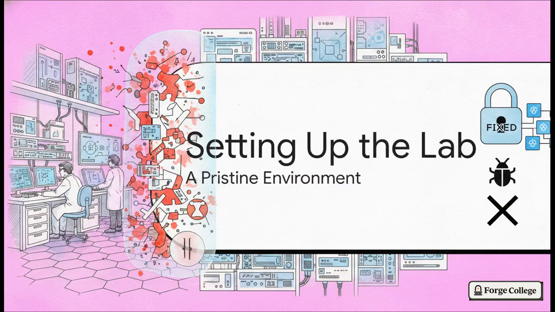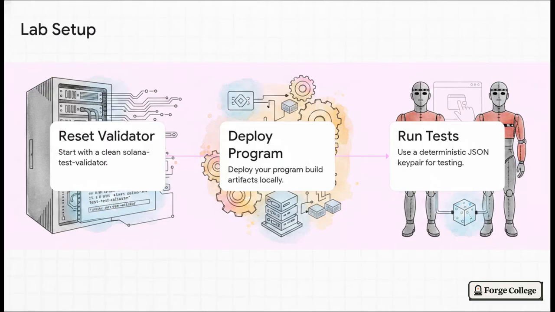Section 1. Setting up the lab. To troubleshoot our dApp effectively, without all that random network variance muddying up the waters, we need a pristine, sterile lab setup. Here is the blueprint for that. Step 1, you're going to want to start with a clean, freshly reset local validator. We want completely local deterministic behavior here. Step 2, deploy your program build artifacts locally. And finally, step 3, use a deterministic JSON key pair for testing.